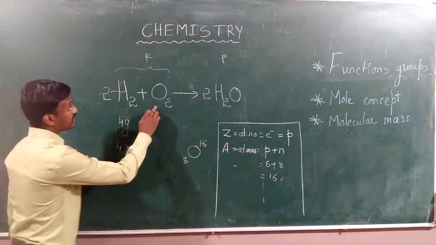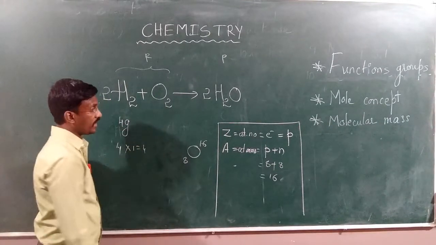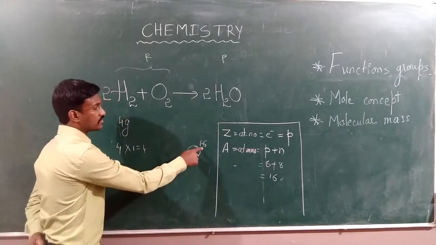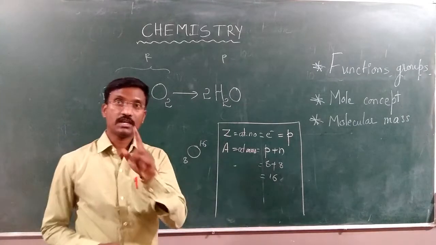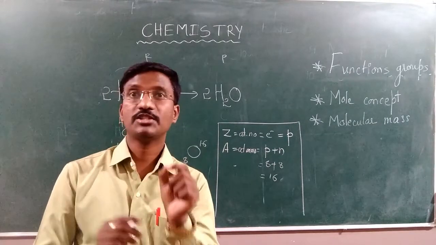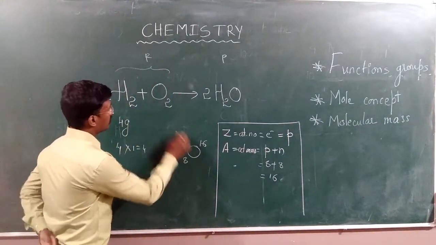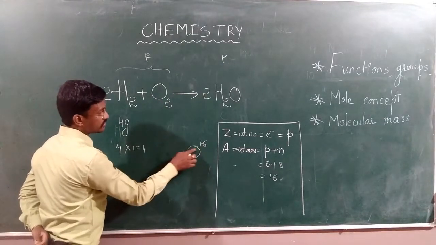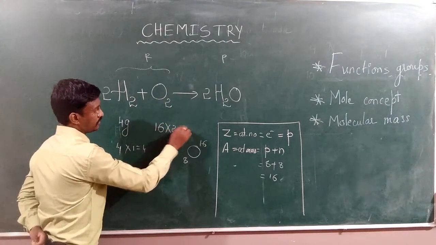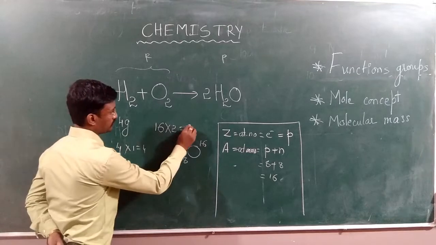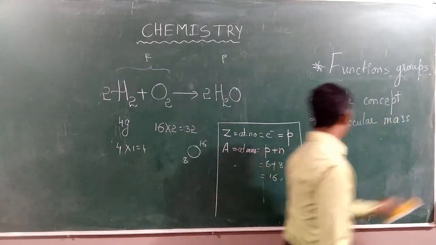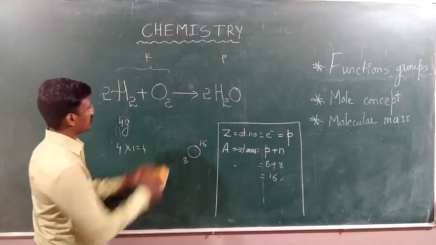To calculate the mass of oxygen, we consider the atomic mass, not the atomic number. Oxygen carries an atomic mass of 16, meaning the mass of one oxygen is 16 gram, or 16 units. Here the number of oxygen is 2, and each oxygen carries atomic mass 16. How many oxygens are there? 2. 16 times 2 is 32. Therefore, O2 has a molecular mass of 32 gram.